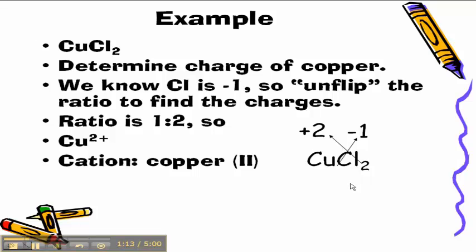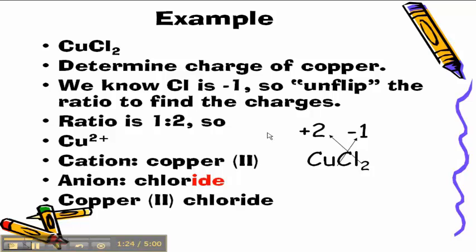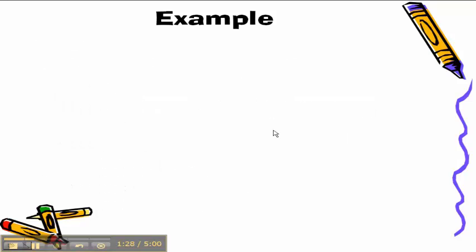So we name it copper(II). We name it chloride because it's chlorine from the periodic table, so we have to change the ending to -ide. So the name of this compound is copper(II) chloride. Let's look at another one.